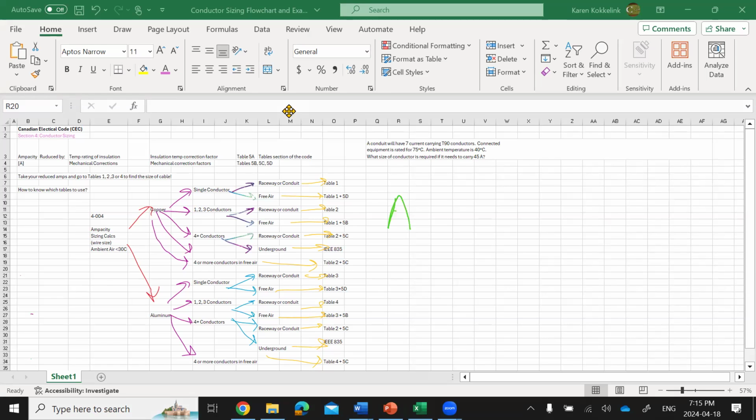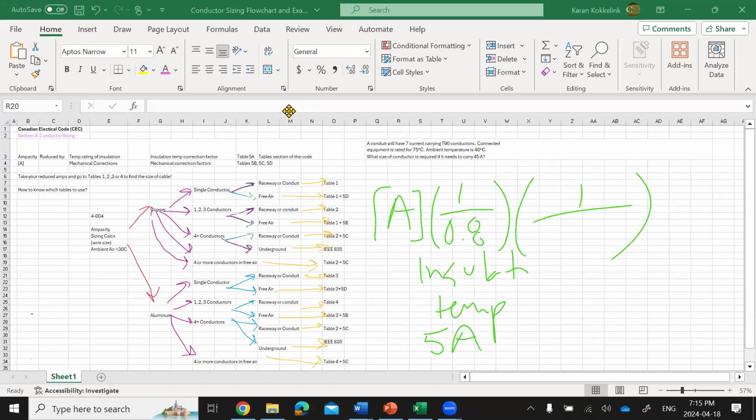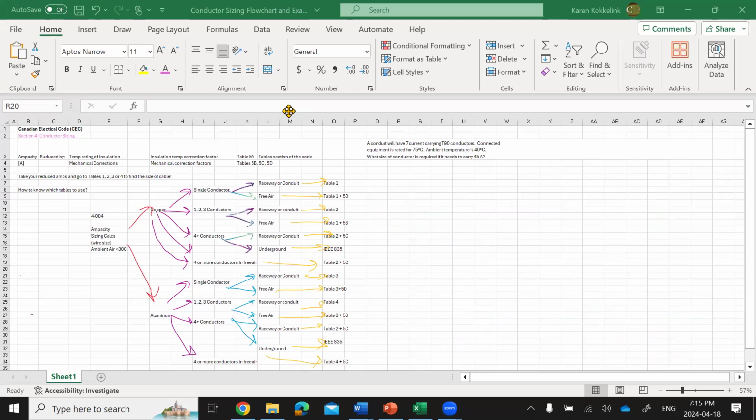What we're doing is taking the amps of the problem, and then multiplying by a factor of 0.8 for insulation temperature. We get that from 5A. And then we're multiplying by a factor of whatever mechanical correction, so like from 5B, 5C, 5D, whatever that correction is going to be for if it's in raceway or conduit, if it's in free air, like it's for the mechanical configuration of whatever setup you have going on.